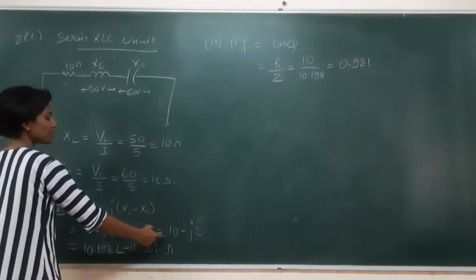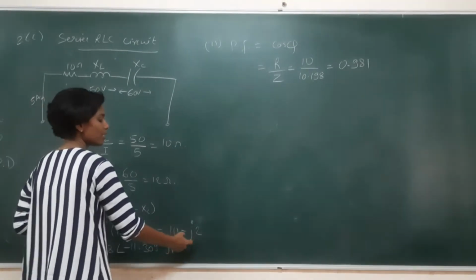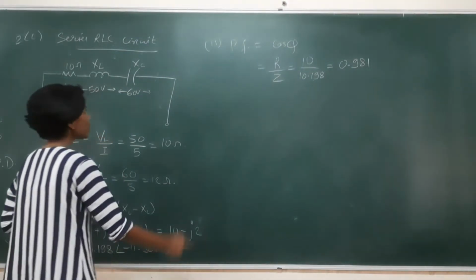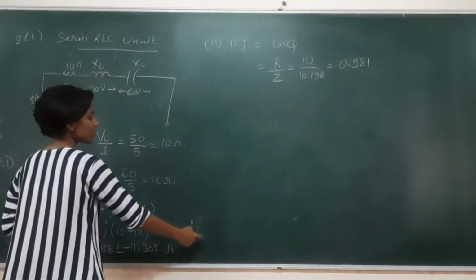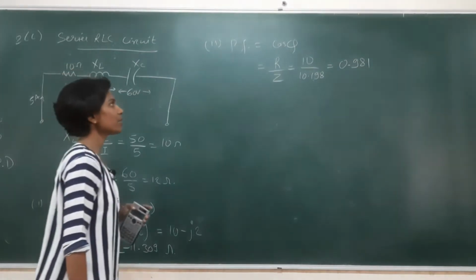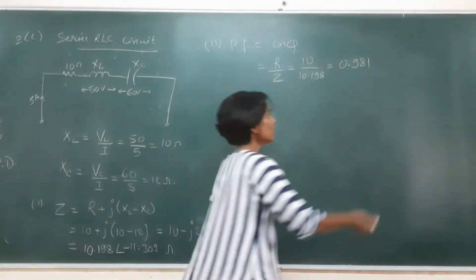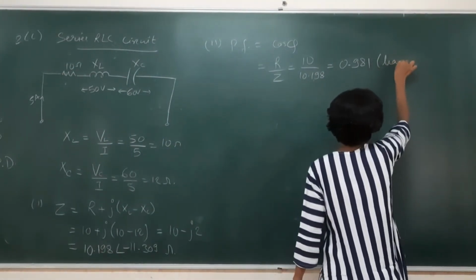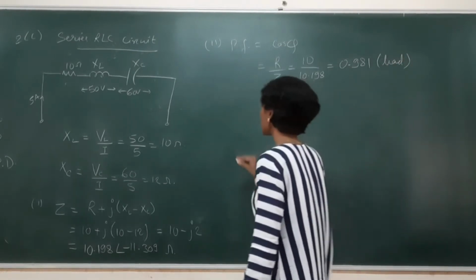Here, what is the impedance we are getting? 10 minus J2, that means a capacitive effect, right. Although we have the inductor also, because of the net impedance we get an overall capacitive effect. Capacitive effect means current will lead the voltage, so here the power factor will be of leading nature. This is our power factor answer.